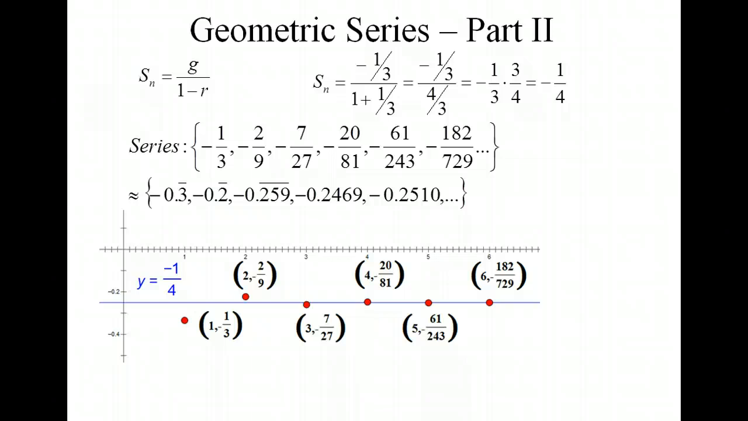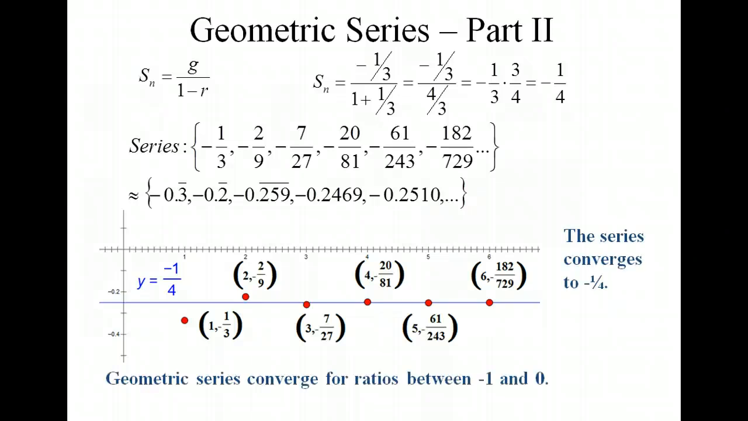Looking at them on the graph, you can see that better, that they're very close to y equals -1/4, that line. So this one does converge to -1/4, and you can probably try a few more terms, but any r values between -1 and 0 will converge. And we'll use the formula g over 1 minus r to find out what they converge to.